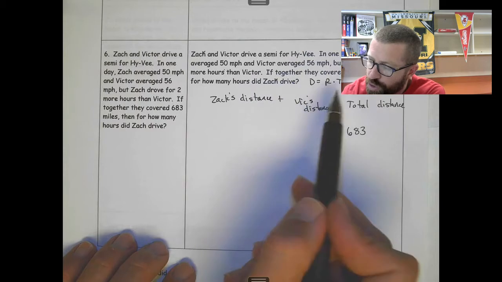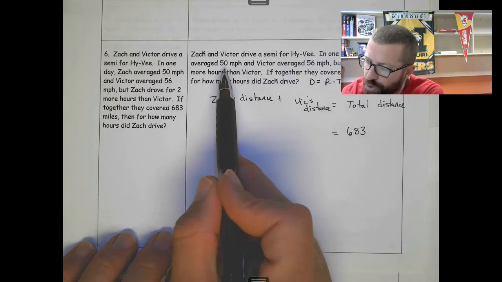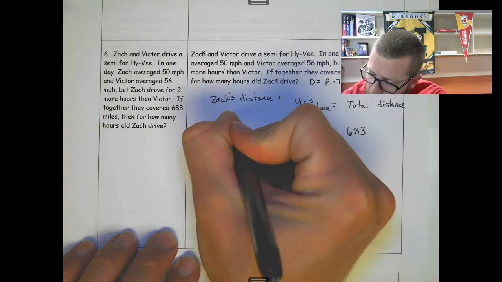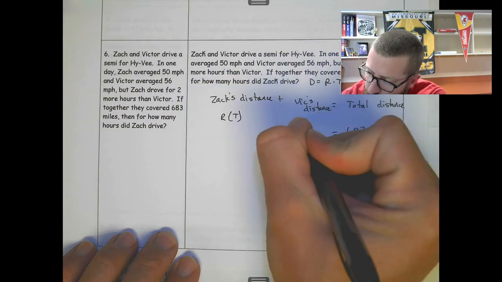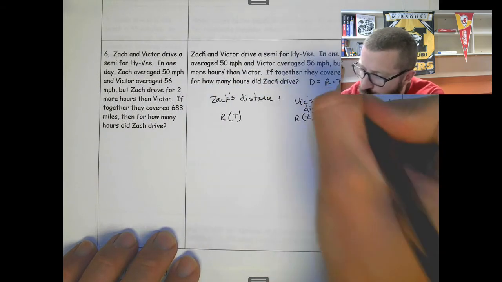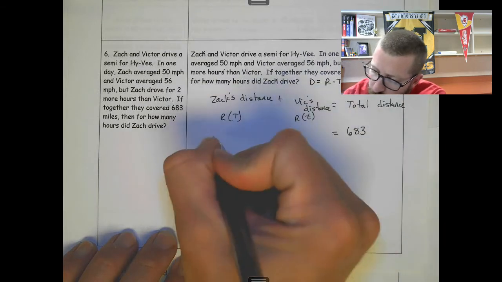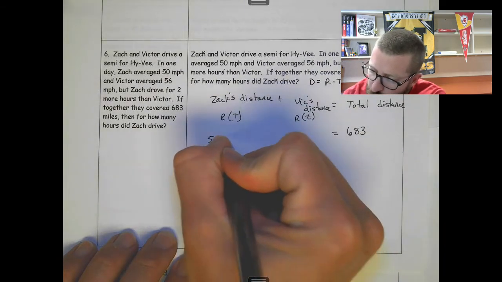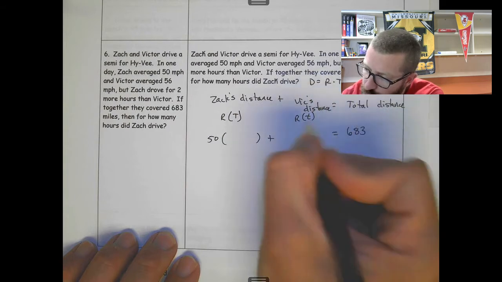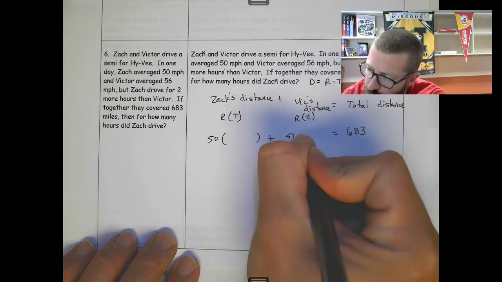So we know distance is rate times time. Zach drove at 50, so let's make that rate times time. And then rate times, I'm going to use a lowercase t. Usually that's what we would do for time. So if Zach drove 50 miles per hour, that's his rate. And we know Victor drove 56 miles per hour. That would be his rate.